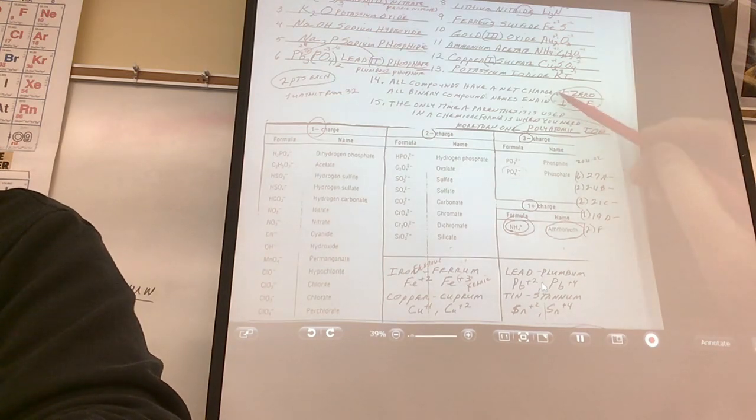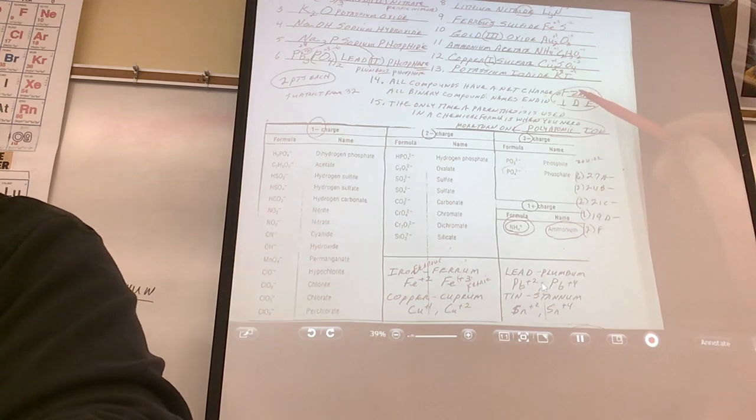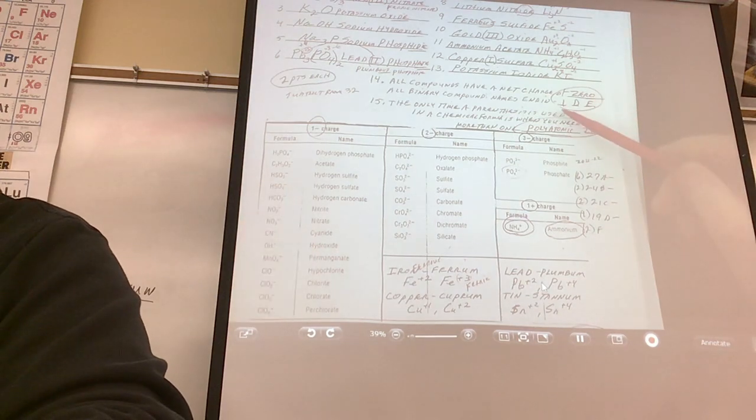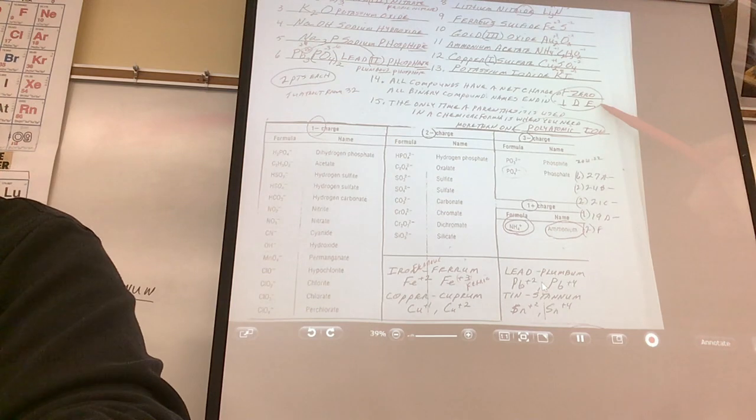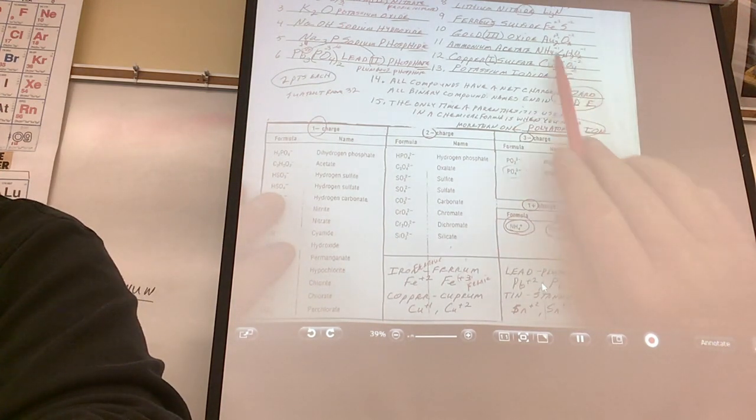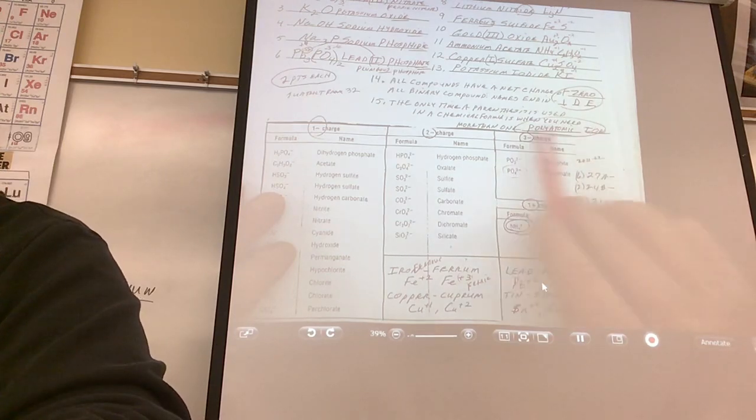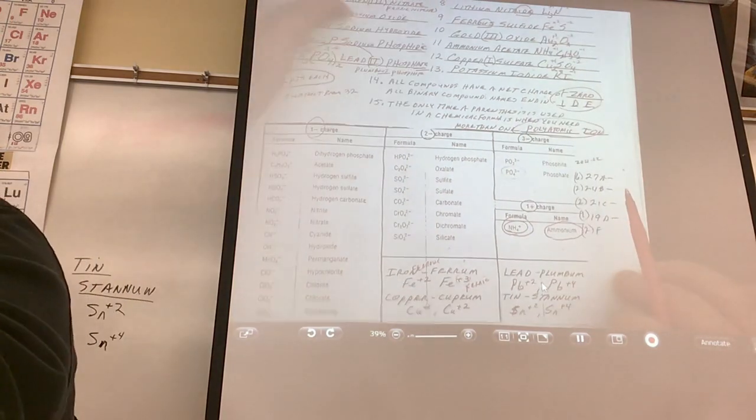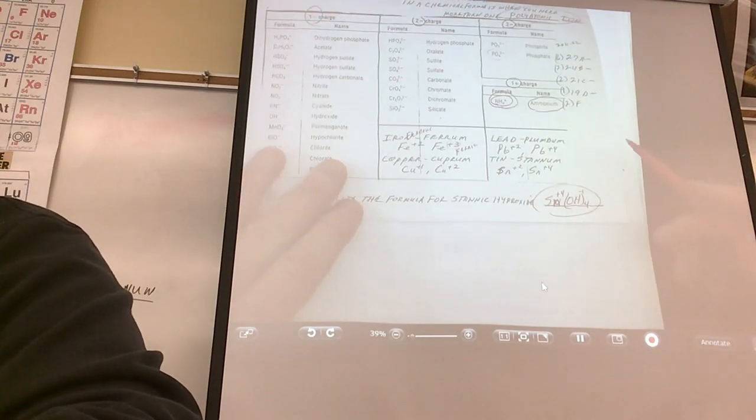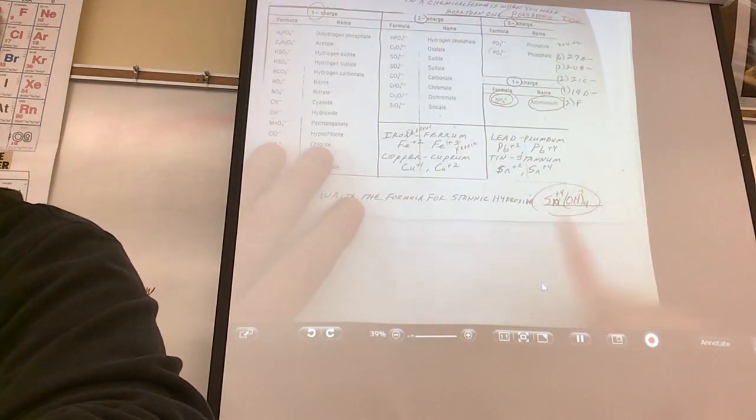All compounds that have a net charge of what? 0. All binary compounds end in what? IDE. What's the only time that you use parentheses in a formula? I don't have one up here. What's the only time you use parentheses in a formula? And if you did the bonus question, you would know. All right, look at the bonus question.